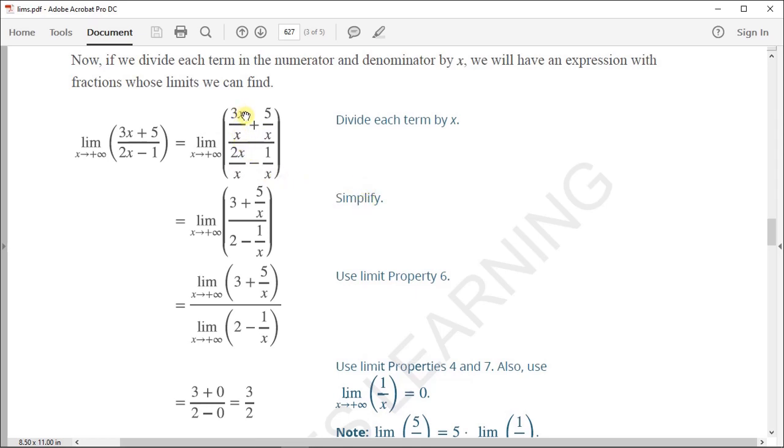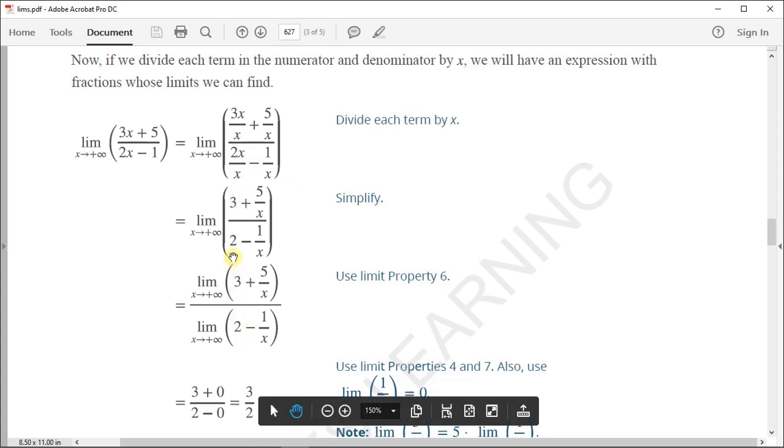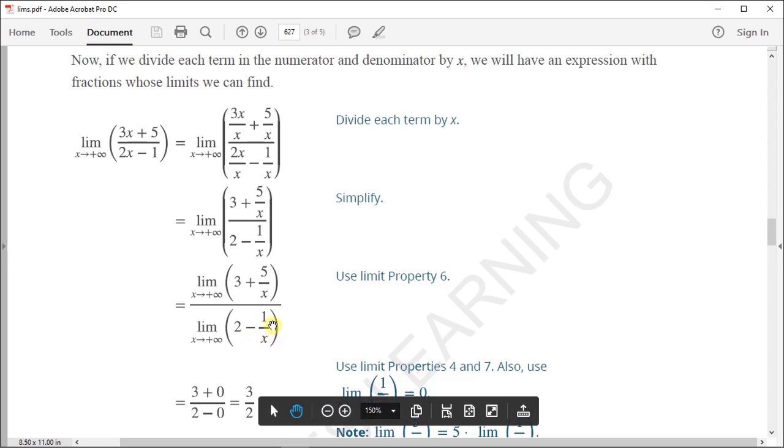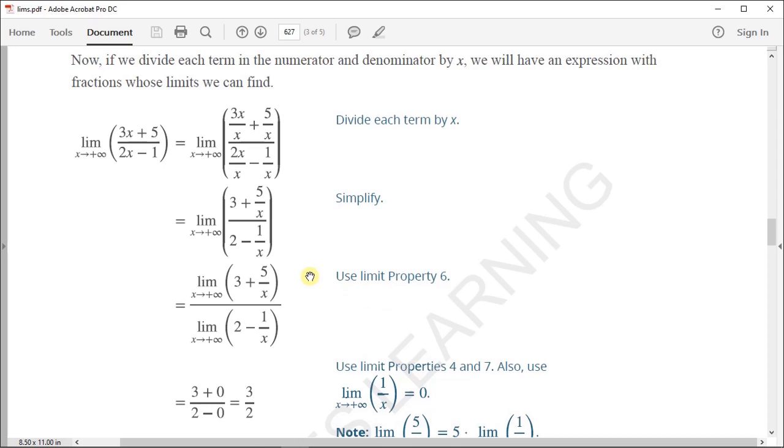So 3x over x, the x's cancel, it leaves you a 3. 5 over x doesn't simplify. On the bottom, 2x over x, the x's cancel, it leaves you a 2. Minus 1 over x doesn't simplify. So you end up with (3 plus 5 over x) over (2 minus 1 over x). We want to take the limit of all this. Think about it on a term by term basis.